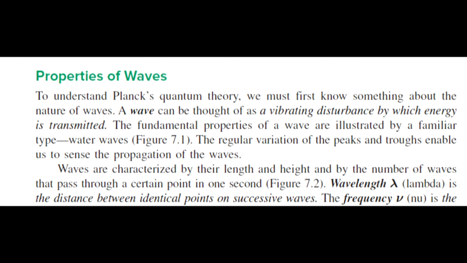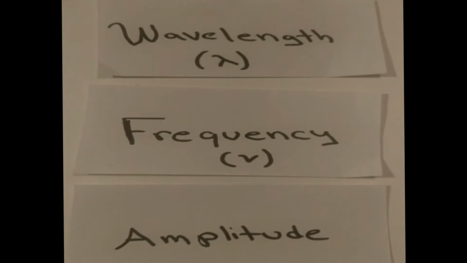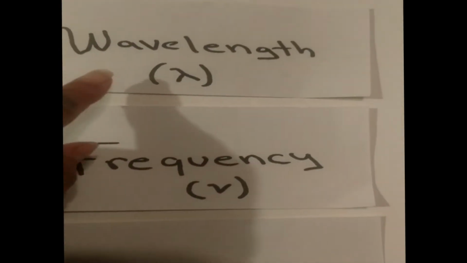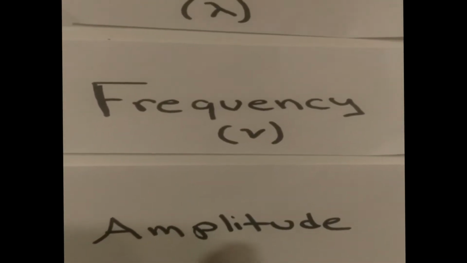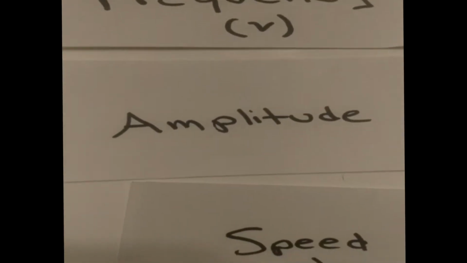This was the start to quantum theory, but before we get into that, we first need to go over waves and their properties. Our book defines a wave as, quote, a vibrating disturbance by which energy is transmitted. Okay, there are several properties to waves. We have wavelength, which is represented by the lambda symbol. We also have frequency, which is represented by the Greek symbol nu. We also have amplitude, and we have speed.